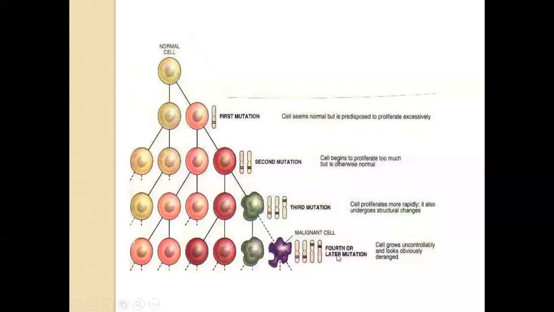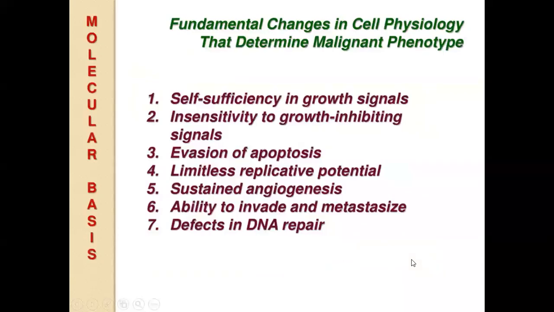And when the fourth or later mutations occur, the cell ultimately changes into a malignant cell. The cell grows uncontrollably and looks obviously deranged.